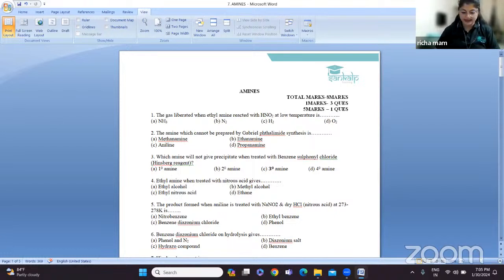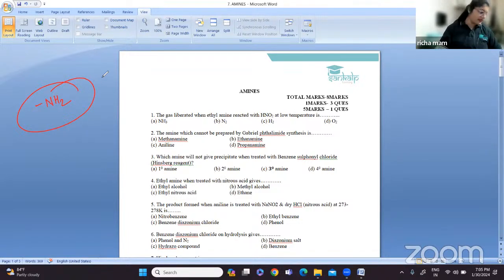So amines. How do you represent amines? What is the functional group for amines? It is NH2, right? So NH2 is the functional group for amines.